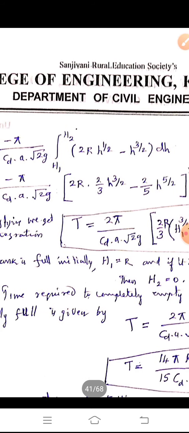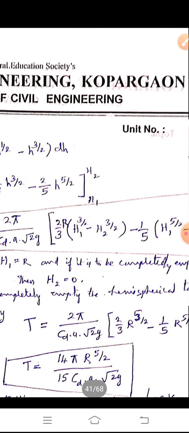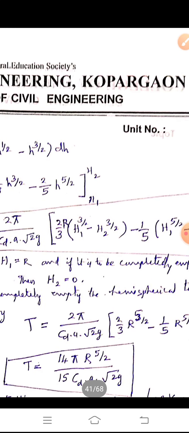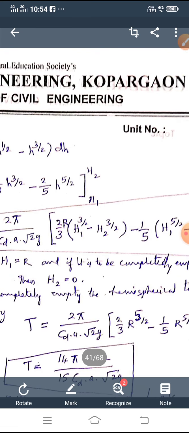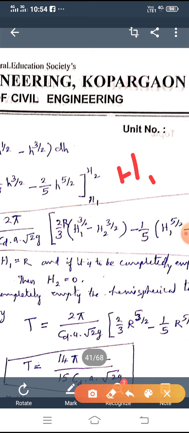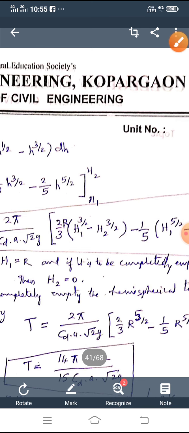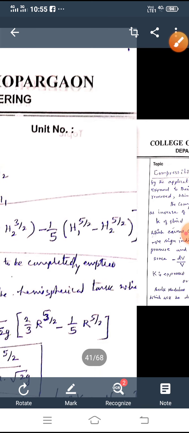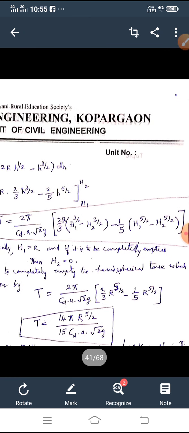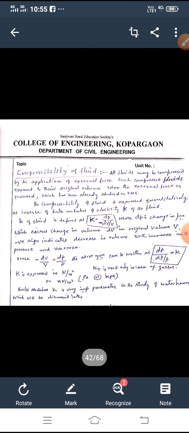the tank is full initially, so H1 is equal to R, and if it is to be completely emptied, then H2 is equal to 0. You just have to substitute H1 equal to R, the radius, and H2 equal to 0 in the equation to get the expression. T is equal to 14 upon 15 pi R to the power of 5 by 2 divided by Cd a root 2g. Okay, this completes that.